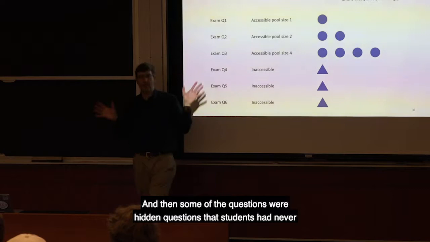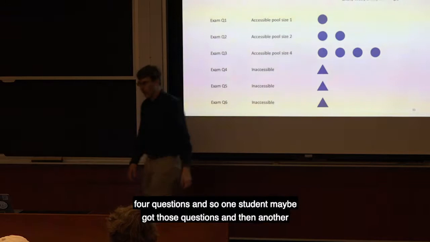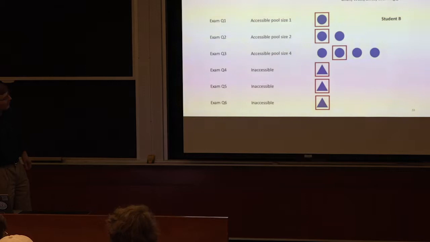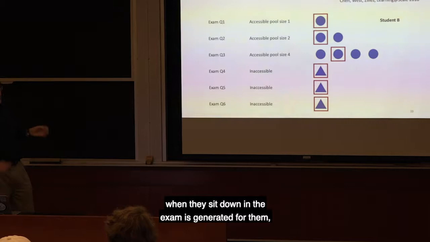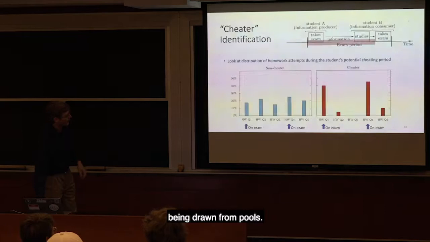In particular, there was one slot on the exam where all students got the same question, one slot where they got one of two questions, and one slot where they got one of four questions. So one student maybe got those questions, and then another student got those questions. When they sit down and the exam is generated for them, we're picking from these pools and then parameterizing those questions. All these questions had randomized numbers in addition to those two questions being drawn from pools.